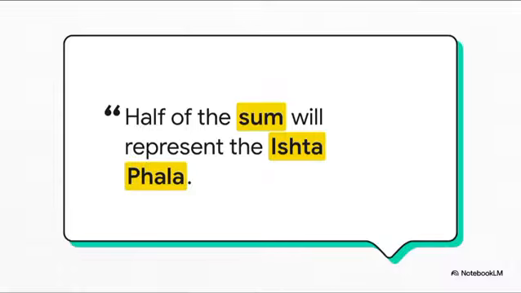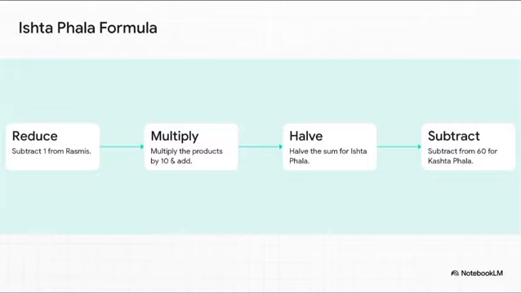Reduce one from each of Cheshtarasmi and Ucharasmi. Then multiply the products by 10 and add together. Half of the sum will represent the Ishtaphala. Let's carefully walk through this stepped formula together, translating that ancient text into a clear, actionable equation.